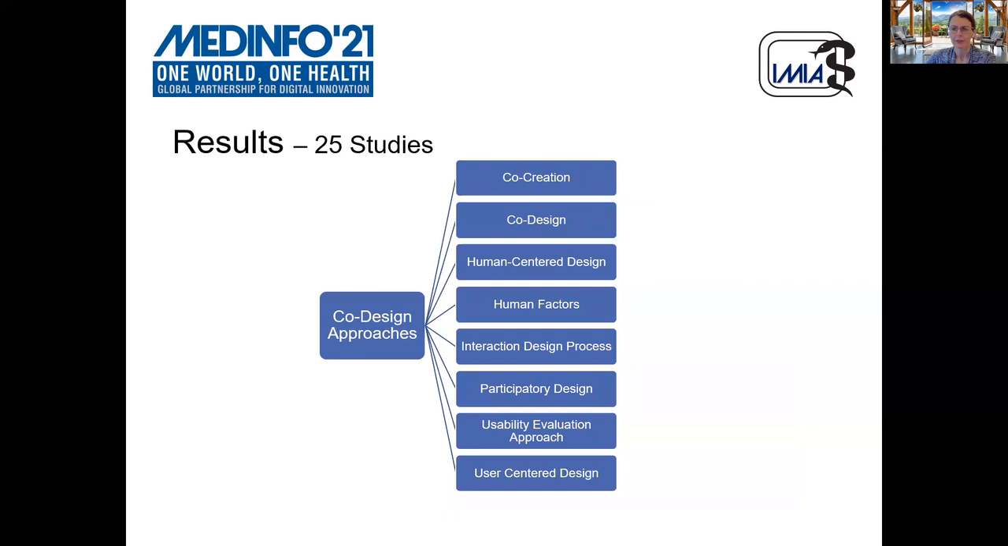Overall, 9 different co-design approaches were represented in the 25 studies, as you see here. 18 different theoretical frameworks were reported in the included studies, and 19 of the studies were conducted in multiple phases with an overall mean of 3.4 phases per study.